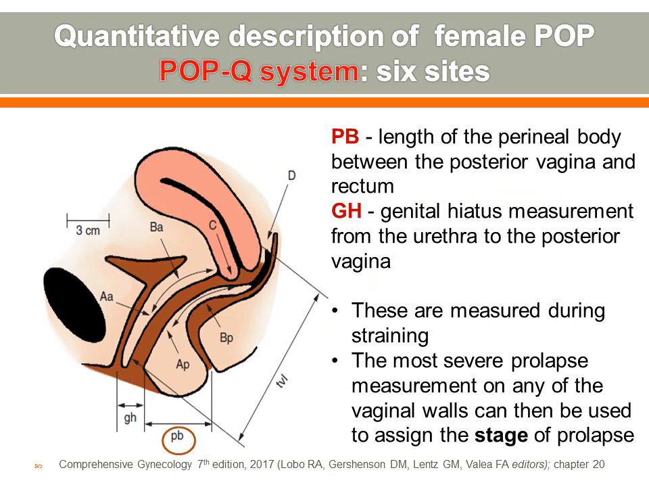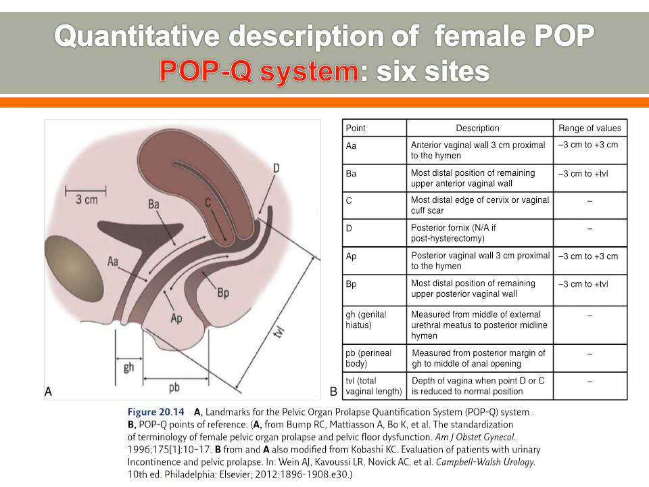PB is the length of the perineal body between the posterior vagina and the rectum. And finally, GH is the genital hiatus measurement from the urethra to the posterior vagina. All of these landmarks are measured during straining, and the most severe prolapse measurement on any of the vaginal walls can then be used to assign the stage of the prolapse. This is a summary of all the landmarks or the 6 sites that we have discussed so far.